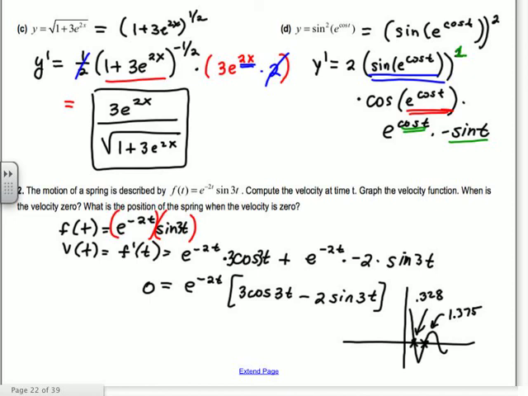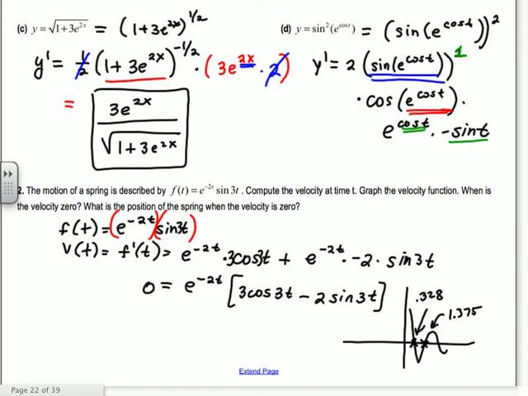Okay, did you guys get those numbers? 0.328 and 1.375. Okay, you can actually find this algebraically. It involves inverse tangent, like you have to solve a tangent equation. All right, Rachel, you get the same thing? Yeah.